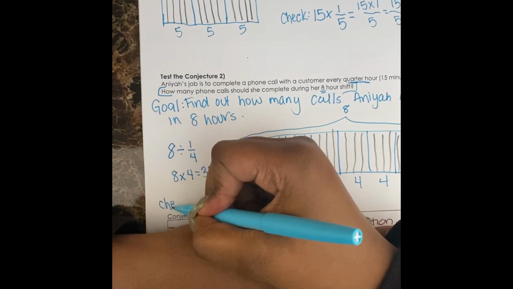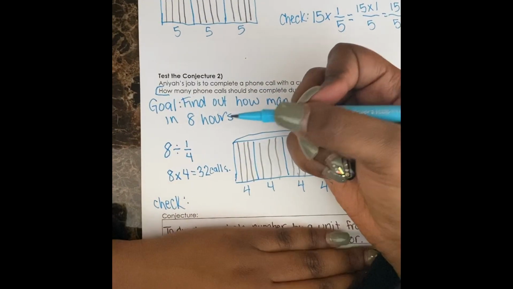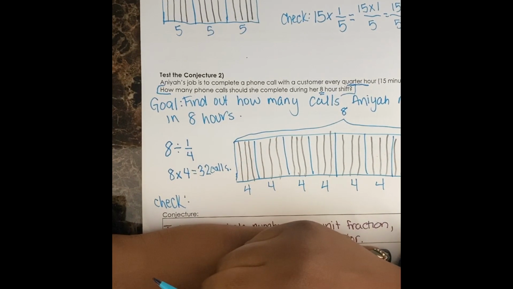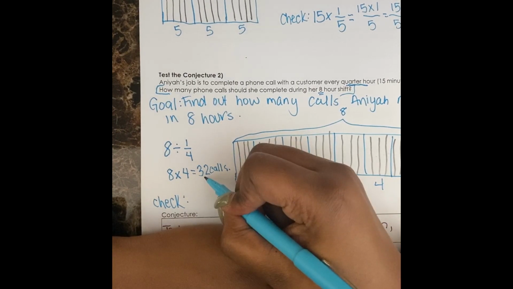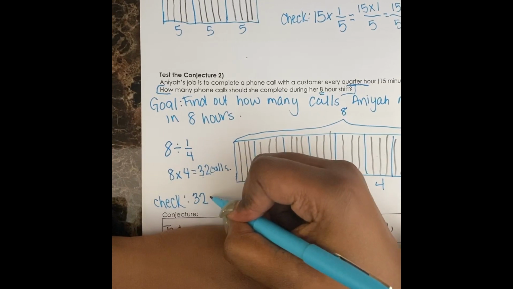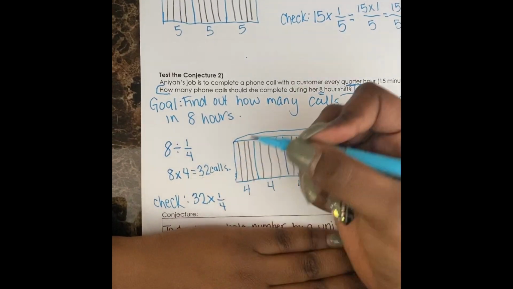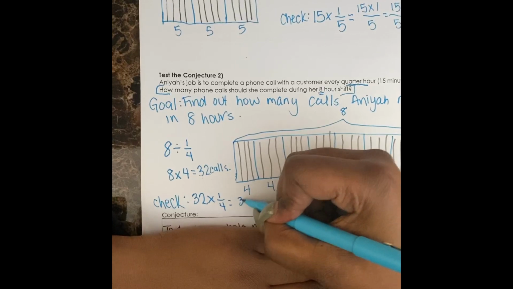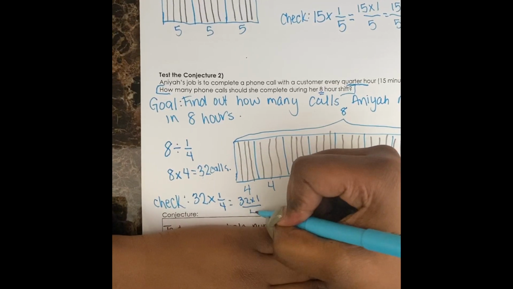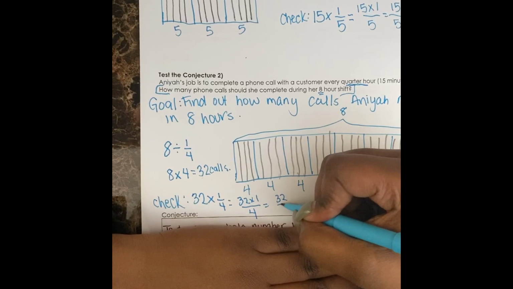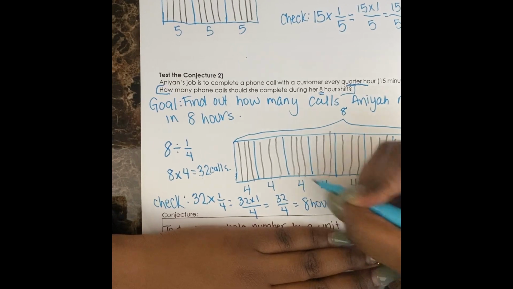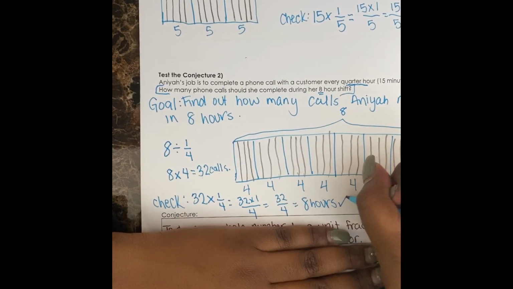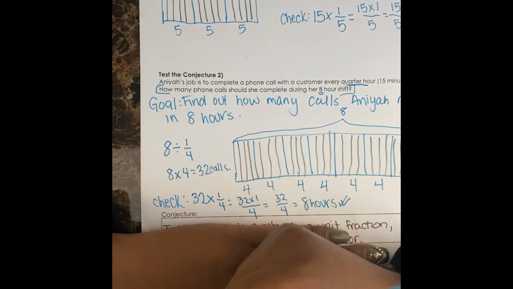Let's check that. Let's perform a check step to see if that holds true. So again, our check step is going to be us doing the opposite of division, which in this case will be to multiply. So we are going to do our quotient, 32, times 1/4, which was our unit fraction. We know we need to do whole number times numerator over denominator. 32 divided by 4 gives us 8 hours. We started off with 8 hours. We ended with 8 hours. Our answer did hold true.